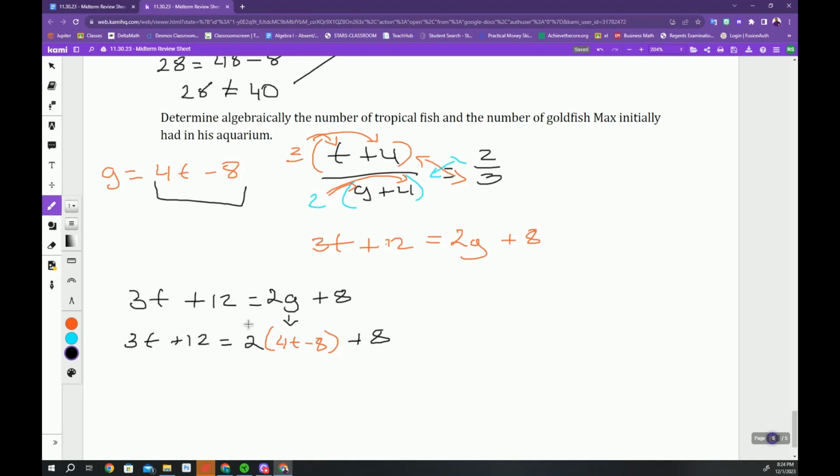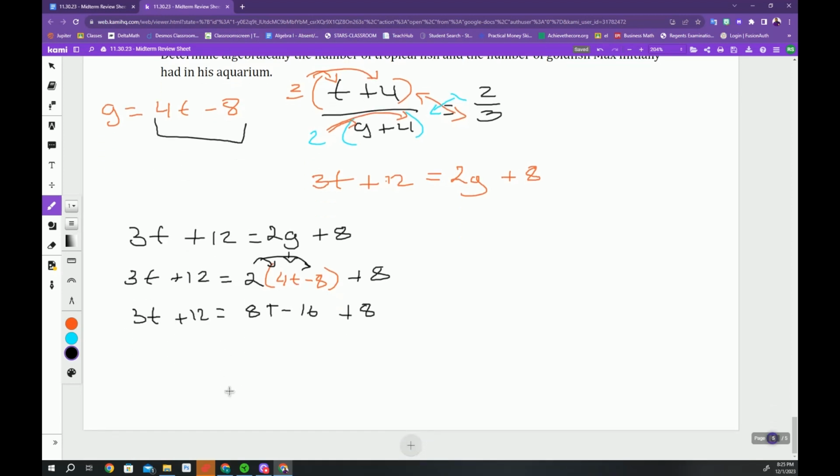Now we're going to simplify. 2 times 4T is 8T. 2 times negative 8 is negative 16. Bring down everything else, plus 8 equals 3T plus 12. Now, simplify like terms. Negative 16 plus 8 are like terms. If you combine them, that is negative 8. Bring down the 8T equals 3T plus 12.